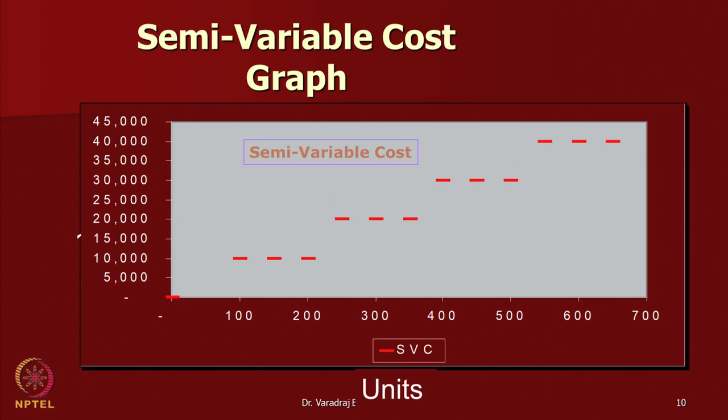So let us say you have to change tires after every 300 kilometers. That means in the beginning you have to get new tires, the cost will remain constant up to 300 kilometers. After that you change the tires. So you have to go up to the next step, then again it remains flat. Say at 600 kilometers you change it again, again it zooms up, then again it remains flat. This is how normally semi variable costs operate.